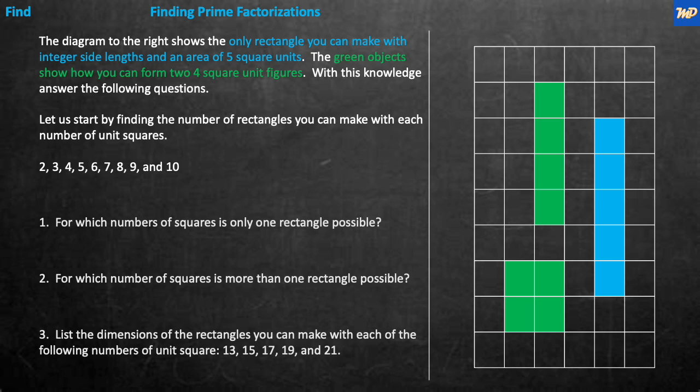To start today's review, we're going to be finding prime factorizations. The diagram to the right shows the only rectangle. There's only one single rectangle that you can make with integer side lengths and an area of 5 square units.